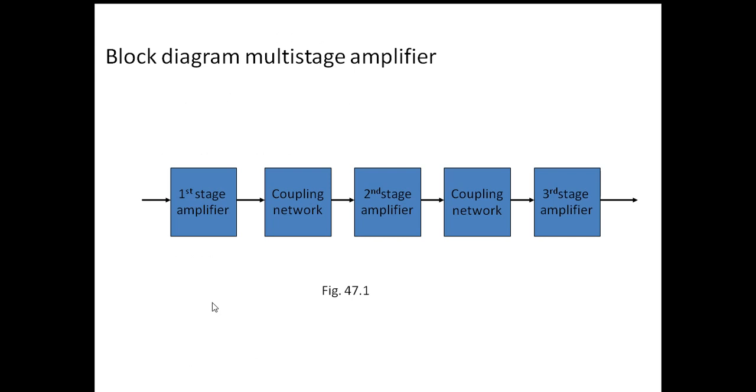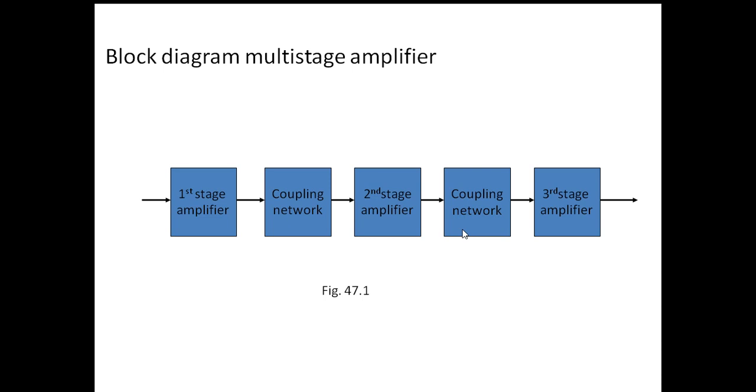Okay, this is the block diagram of a multi-stage amplifier. Here the input is given to the first stage amplifier, and this is the second stage. In between these two, there is a means of connection. This is nothing but coupling. Next, from the second to the third stage, there is another means. This is a coupling network. So by any means, if two stages are connected, that is nothing but coupling.